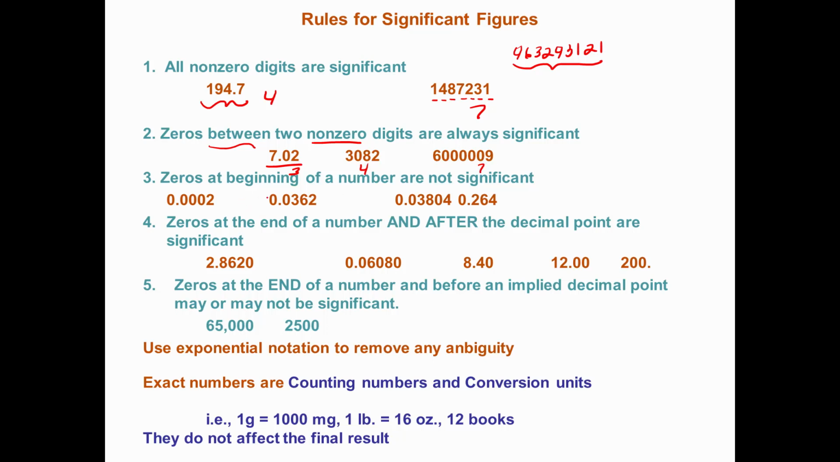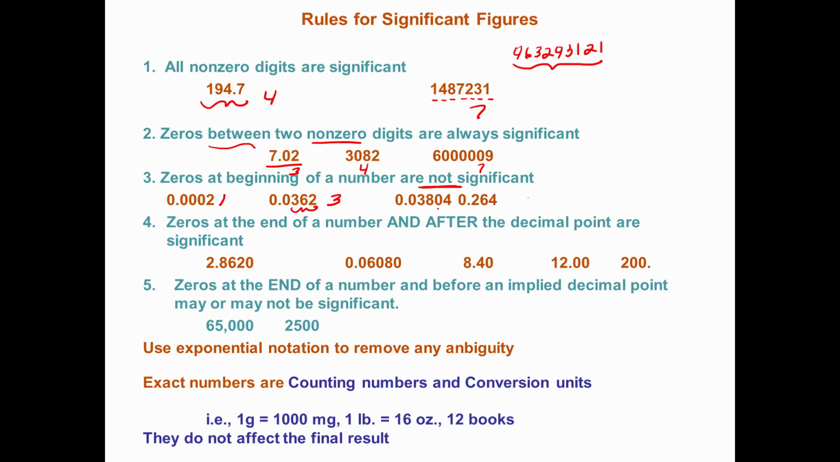Okay? Zeros at the beginning of a number are not significant. They're just placeholders. So this measurement here would have one significant figure. This one here would have three significant figures. Now be careful. We have zeros in front of the number here.